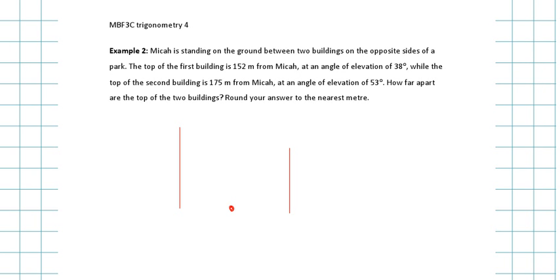I know that the top of the first building is 152 meters from Micah. And it's at an angle of elevation of 38 degrees. Where would that 38 degrees be? Angle of elevation, the bottom right, because angle of elevation means you're standing right here, and then the angle of elevation is from the horizontal.